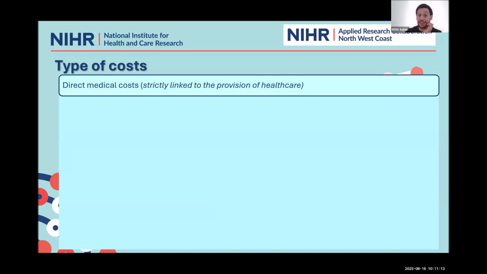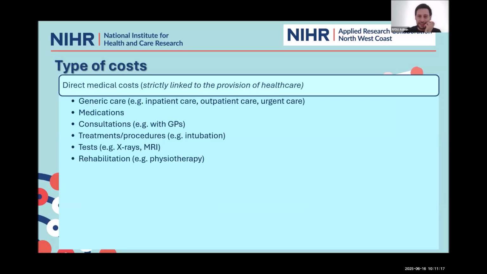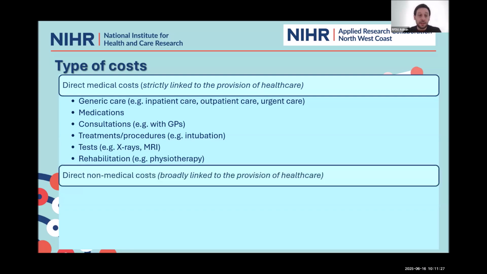Direct medical costs are strictly linked to the provision of healthcare. And here you can find a list of things which are very much linked to the provision of healthcare services, for example, generic care, medication, consultation, treatments, and so on. We also have another group of costs which are direct non-medical costs. These are broadly linked to the provision of healthcare. And again, you can find some examples here regarding travel, accommodation, food, or modification.